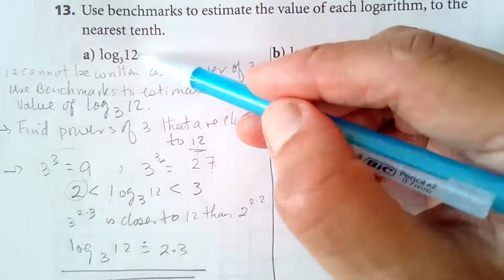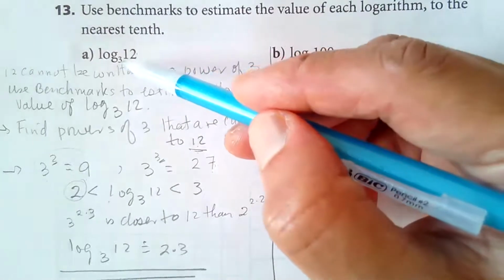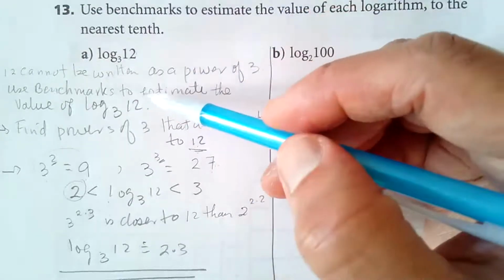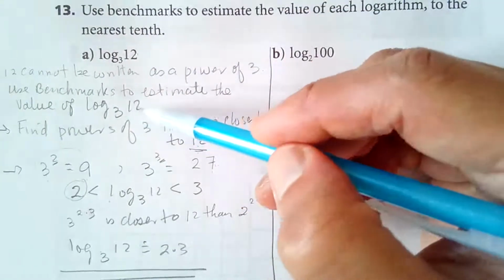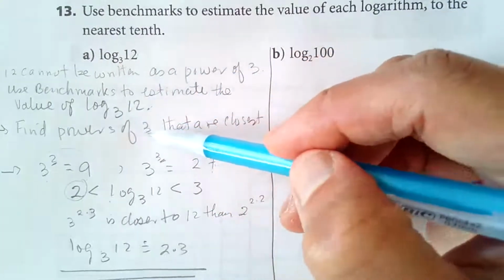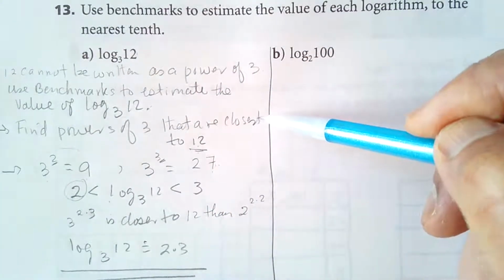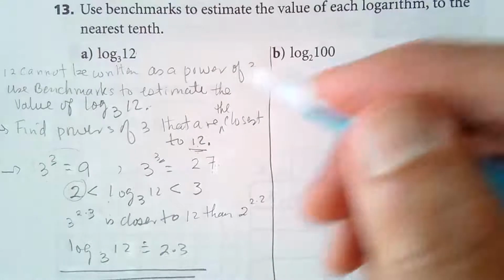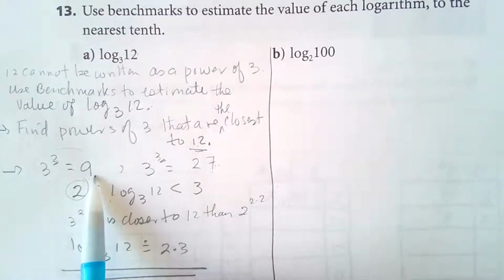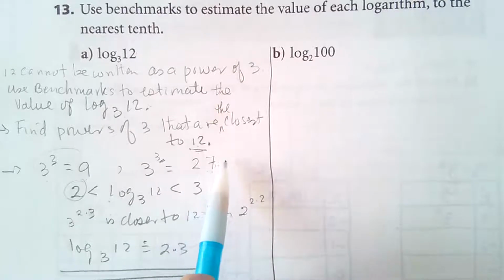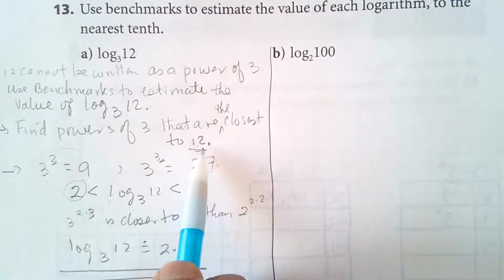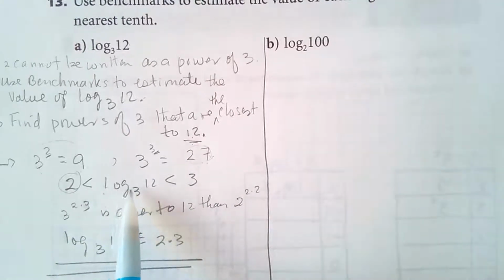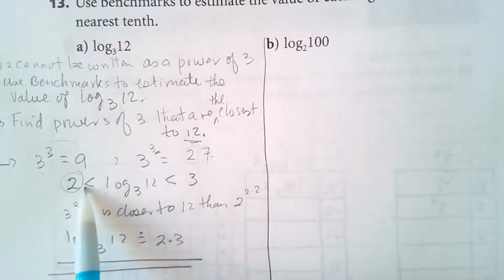So step 1, find if 12 could be written as a power of 3, and the answer is no. Therefore, we use benchmarks to estimate the value of log 3 to the 12. Then we find powers of 3 that are the closest to 12. So we have 3 to the power 2 is 9, and 3 to the power 3 is 27. We know 27 is much farther away from 12 than 9 is. So we can conclude that log 3 to the 12 is between 3 and 2.